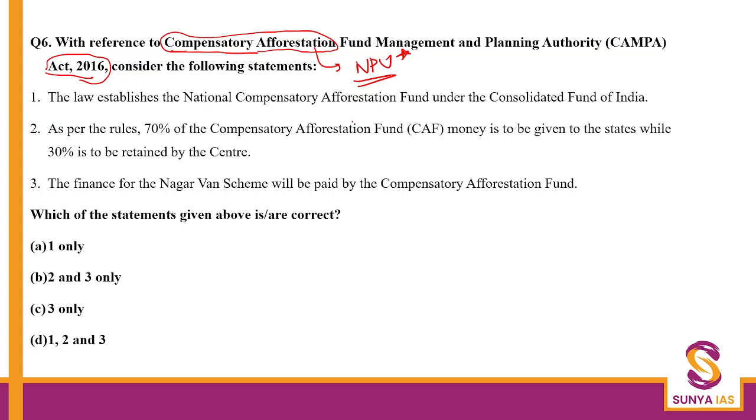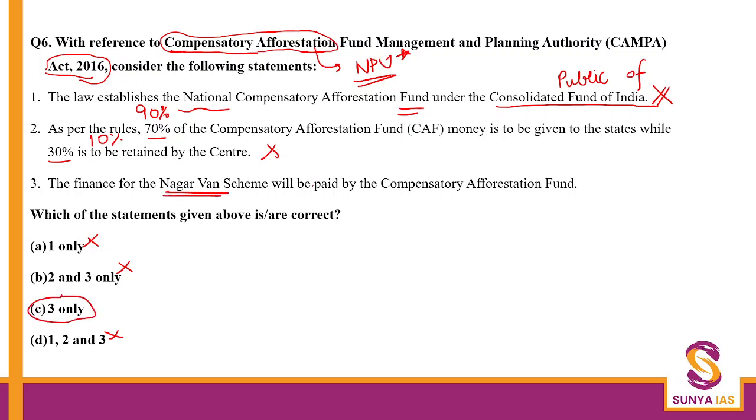First statement, the law establishes this fund under the Consolidated Fund of India. No, it is under the Public Account of India. That is at the national level. At the state level, you have a specific Public Account, right? Then 70%, 30%, no, it's actually 90% goes to the state and 10% is retained by the Centre. So 2 is also wrong. So if 1 is wrong and 2 is wrong, you directly get your answer, which is that the finance for the Nagar Van scheme will be paid by the compensatory afforestation fund. This is 3. In fact, with this question, also try to recall our discussion on the Forest Conservation Act of 1980. That also becomes very important, and how this compensatory afforestation happens.